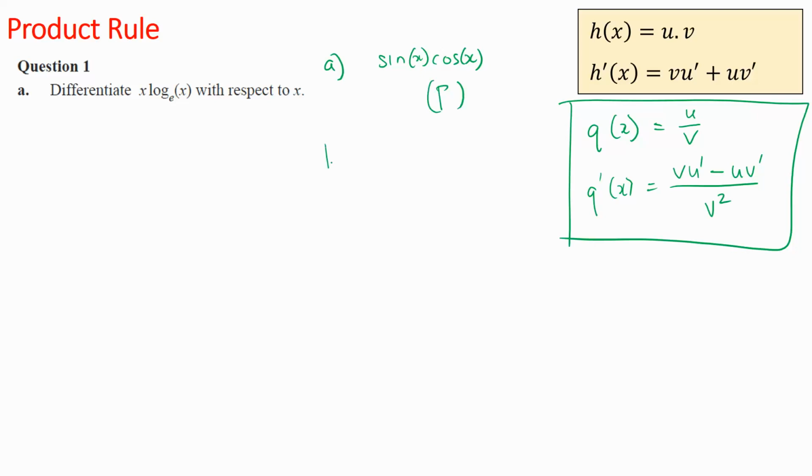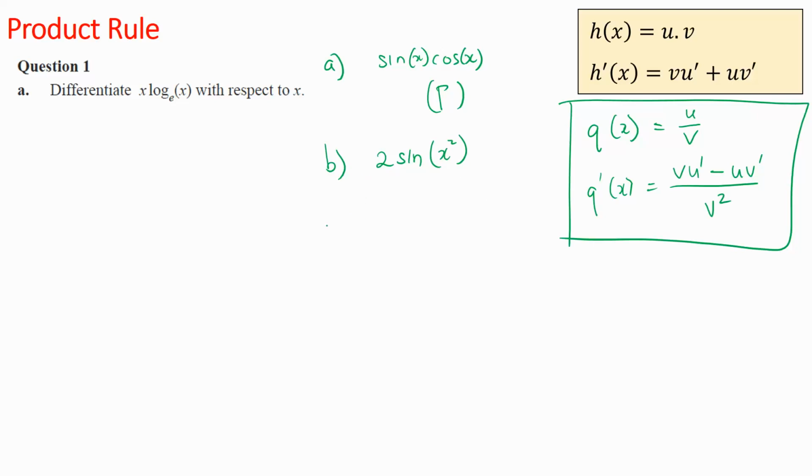Okay, let's try B. What if I did 2 sine of x squared? This is chain rule, because I've got an x squared within sine of x. I'm not multiplying anything. There is no product rule here besides the 2. That's a constant, so it's not a function. You can use product rule if you want, but the 2 you can ignore at this point. Let's try another one.